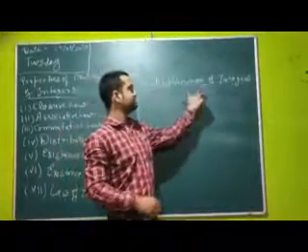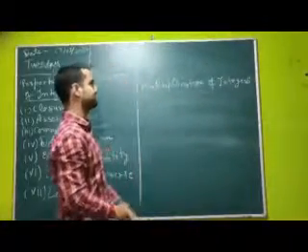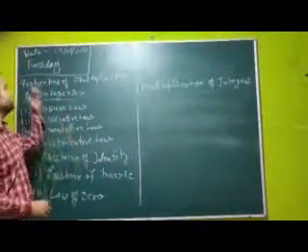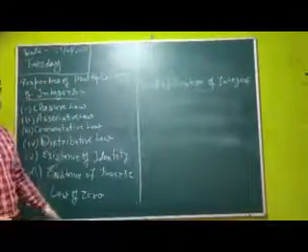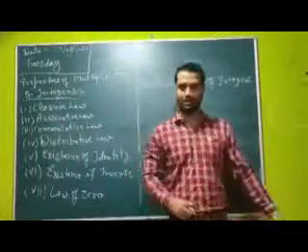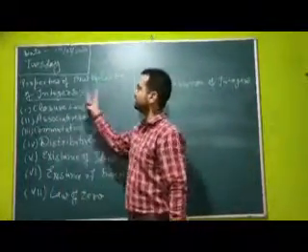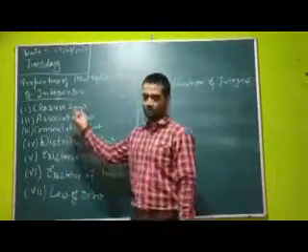Today's topic is multiplication of integers. For the multiplication of integers, we are starting with properties of multiplication of integers. So let's get started. As you can see, there are basically 7 properties for the multiplication of integers. So we are starting first with closure law.